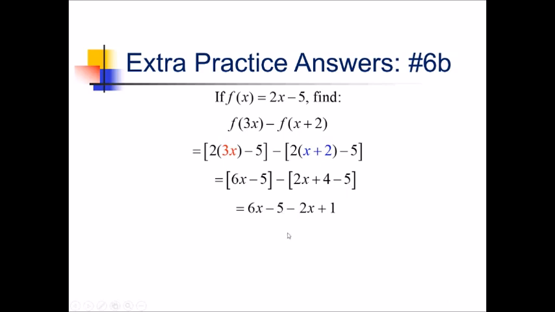Okay. At this point, I'm just going to combine like terms. 6x and a negative 2x combines to 4x, and negative 5 and positive 1 combines to negative 4. So 4x minus 4, final answer.